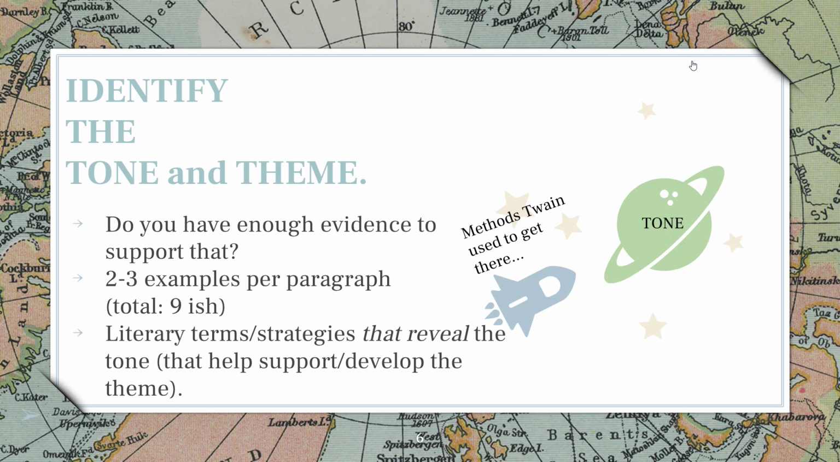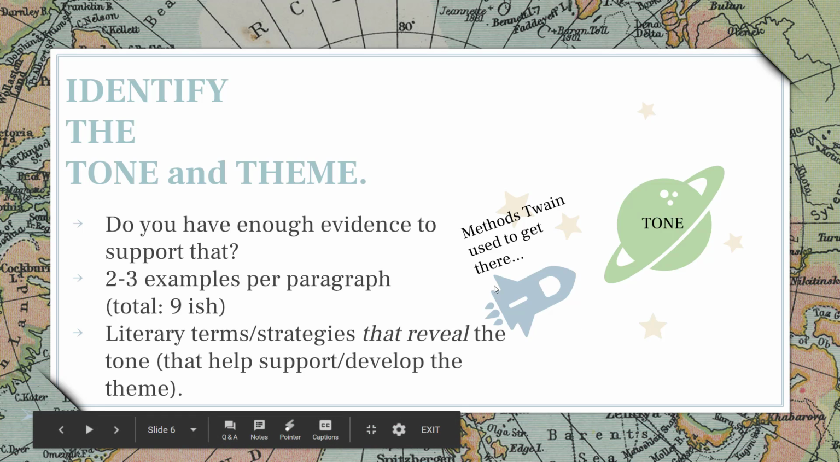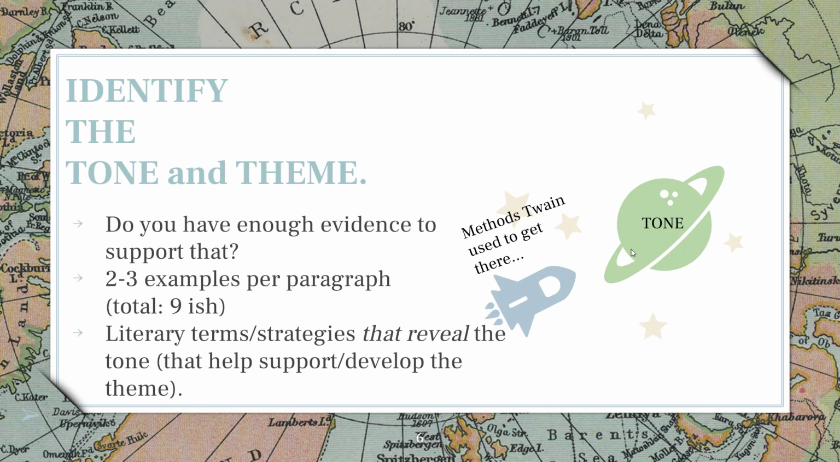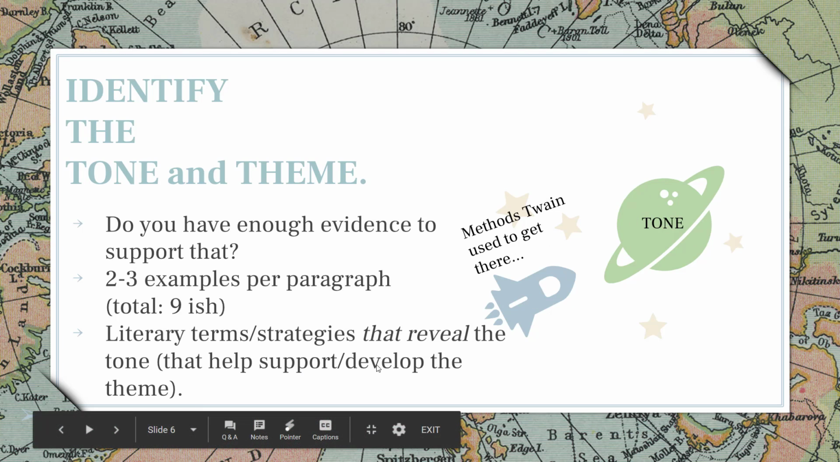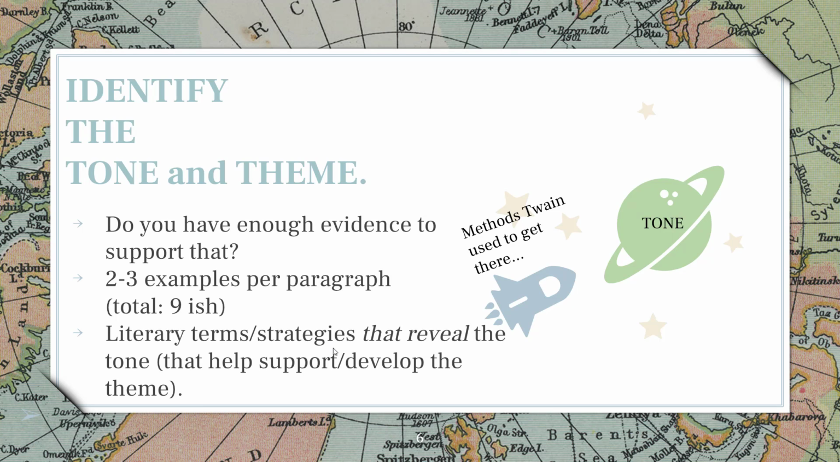Okay, since you've crafted your thesis, now let's double check to make sure that you've identified the tone and the theme. Think of it this way. This planet represents tone. And then this little rocket represents all of the literary devices that Mark Twain used in order to reach this tone. So we can have word choice or diction. We have different literary devices. We have other things like that that will help create that tone that supports and develops the theme. Do you see how they go hand in hand?